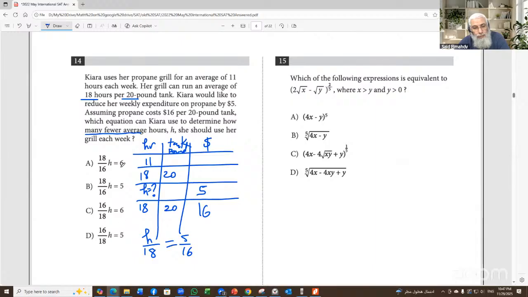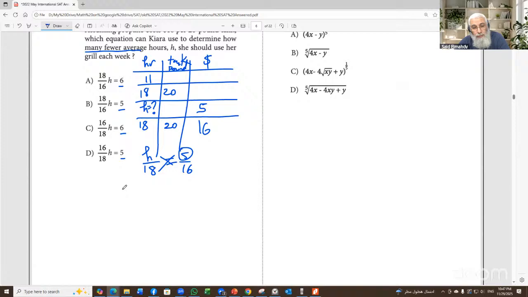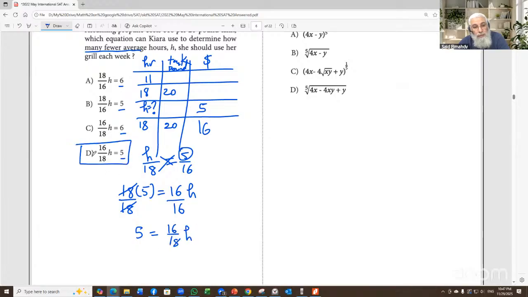So this is 16, 5, 16, 5. So we can isolate 5 here. We can cross multiply. 18 multiplied by 5 is the same as 16 multiplied by h. We can divide by 18. This cancels out. So 5 equals 16 over 18 h. And this is 16 over 18 h equals 5. This is the solution.